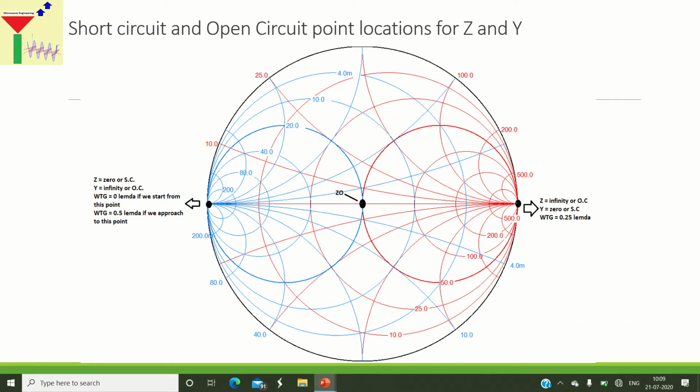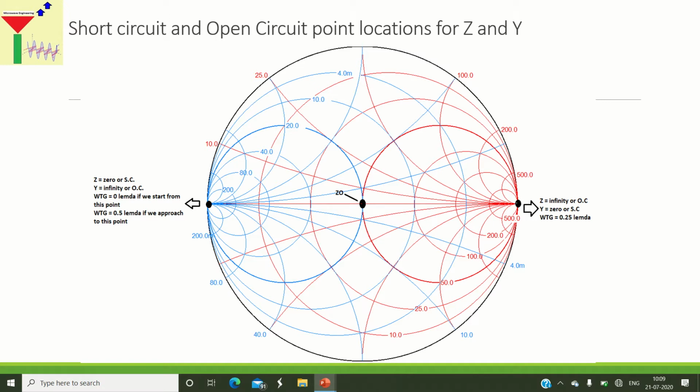Okay, so in this particular slide, we have the short circuit and open circuit point locations for impedance as well as admittance. If you recall, this particular Smith chart is a combined Smith chart, right? So here I have shown you the location of the short circuit point and open circuit point for impedance as well as for admittance. Now we already know that the center of the Smith chart always represents the matched point.